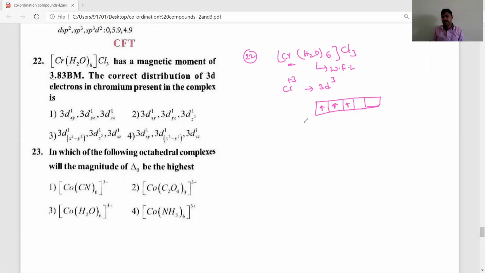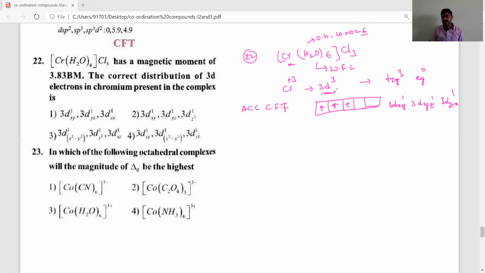Now its electronic configuration is t2g3 and eg0. Means 3d: dxy1, dyz1 and dzx1. One electron each first, because it is an octahedral complex. A coordination number of 6 means an octahedral complex according to CFT, crystal field splitting theory. d3 means 3 electrons are present in the d orbitals, and those 3 electrons are split.